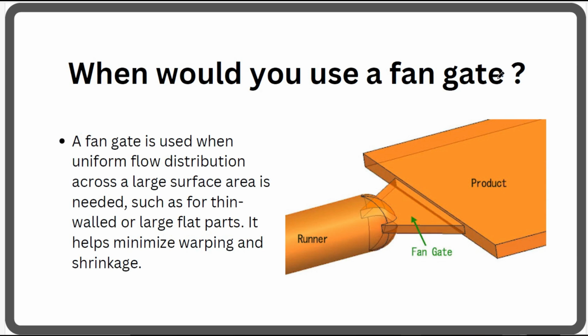When would you use the fan gate? The fan gate looks like this. You can see the area of this fan gate is large. It is used when uniform flow distribution over a large surface is required. For parts with a large surface area, like thin wall or large flat parts, we use the fan gate, and it helps to minimize warping and shrinkage.